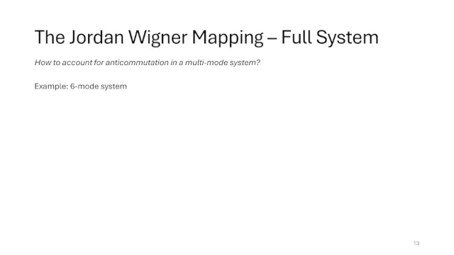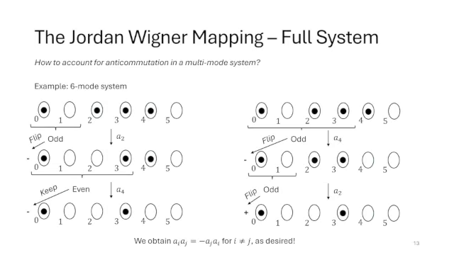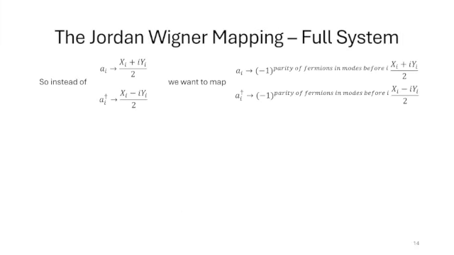So how do we account for anti-commutation in a multimode system? We see that we need to include this parity factor. So now instead of mapping the ladder operators to these operators, we instead want to map them to the same operators, but with a sign that depends on the parity of the fermionic modes before I. As you can imagine, this is not exactly an operation that can directly be implemented on a quantum computer. So how do we choose this? How do we perform this parity calculation in a way that is representable in a quantum computer?